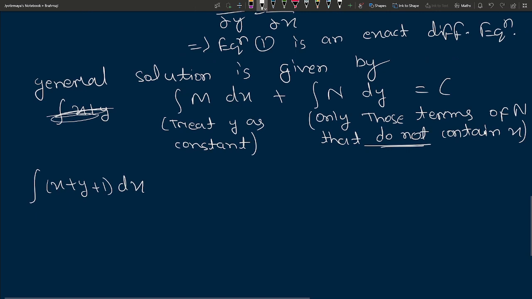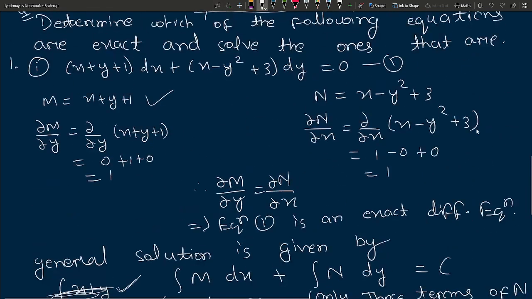Integration of M dx, the result is integration of M dx, where y is a constant, plus integration of those terms of N that do not contain x. Now where is N? Here is N. What are the terms that do not contain x? Now N has 3 terms: x minus y square plus 3, x y square 3.